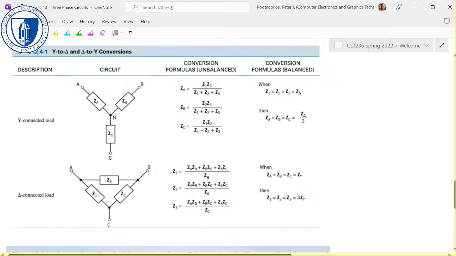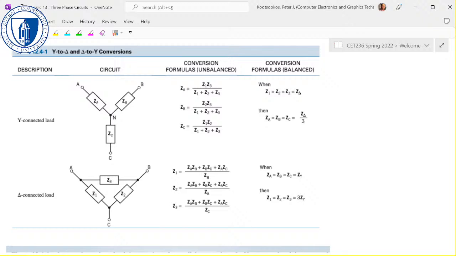I don't want to tell you much more, except to say that there is a thing called a Y to delta or a delta to Y conversion. Right, so here we have a Y connected load with ZA, ZB, and ZC, and a delta connected load, Z1, Z2, and Z3. And you can transform from one to the other.